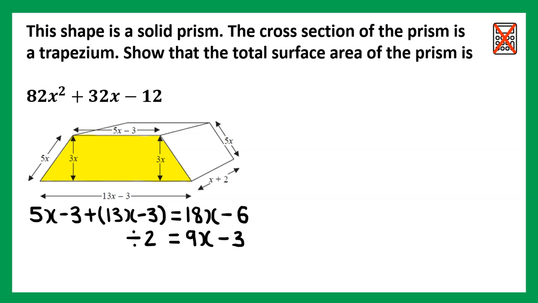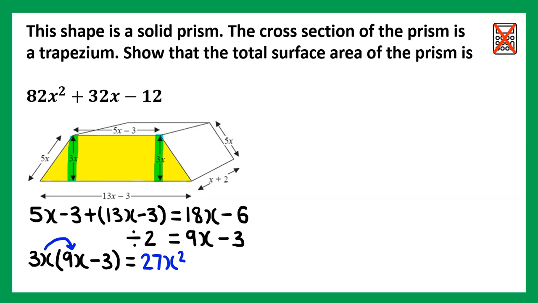And then you multiply by the perpendicular distance between the parallel sides, which is given as 3x. So 3x is multiplied by 9x minus 3. I'll need to consider a single bracket here so that I multiply both of the terms by 3x. 3x multiplied by 9x is 27x squared, and 3x multiplied by negative 3 is negative 9x.